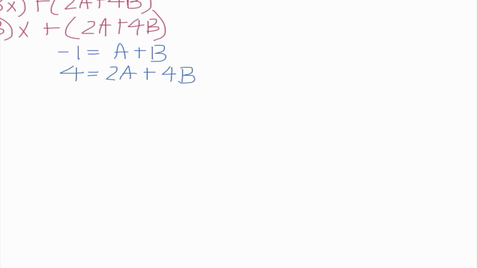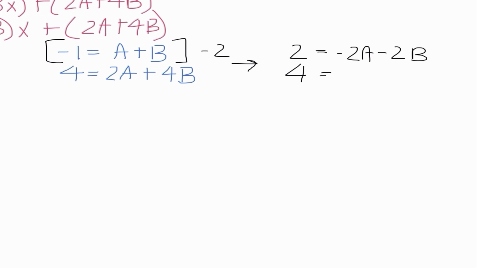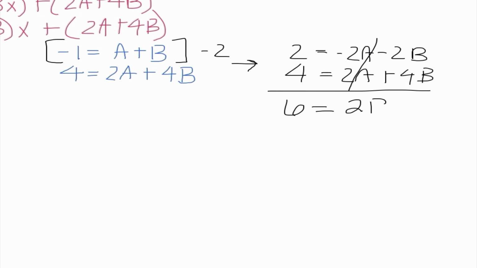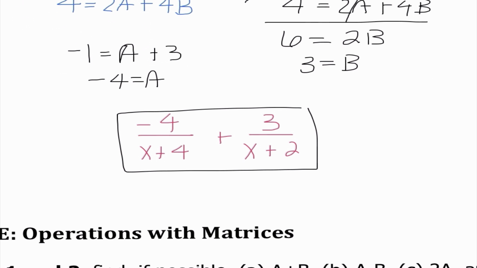So now we have a 2 by 2 system to solve, and I'm going to use elimination. I'm going to multiply this by negative 2, and I get 2 equals negative 2A minus 2B. My other equation stays the same. So when I combine these together, I get 6. Notice my A's eliminate each other, equals 2B, or 3 is equal to B. Now when I substitute that into my other equation, I get negative 4 equals A.